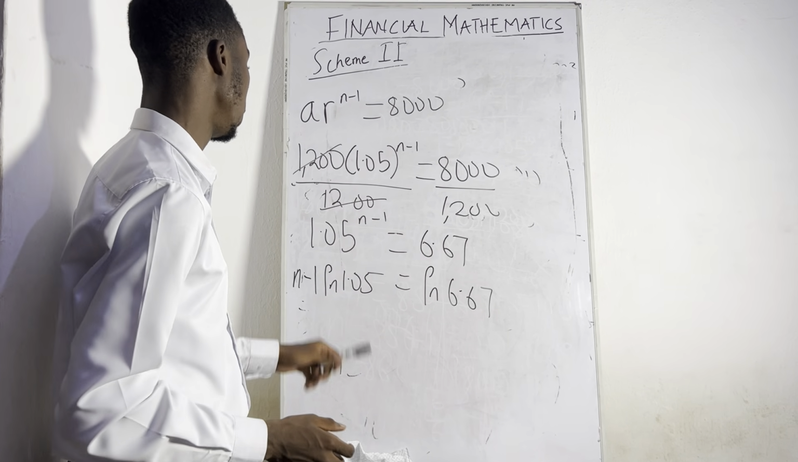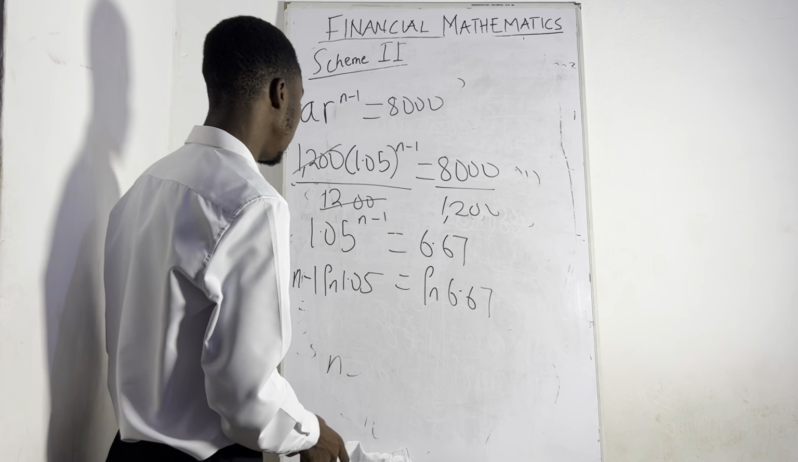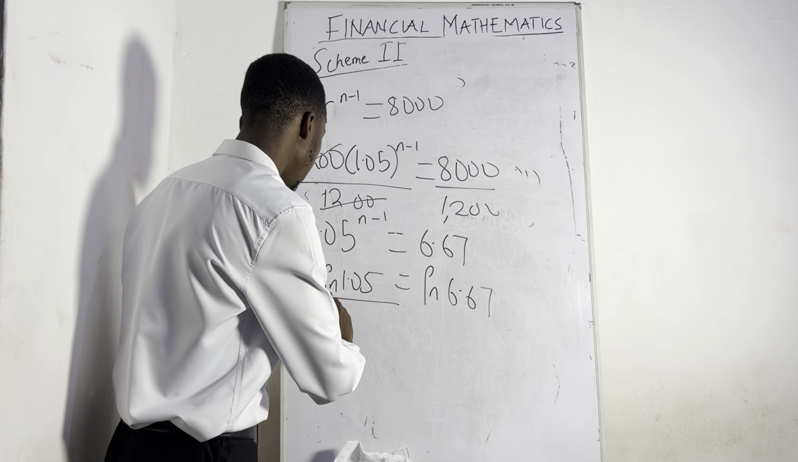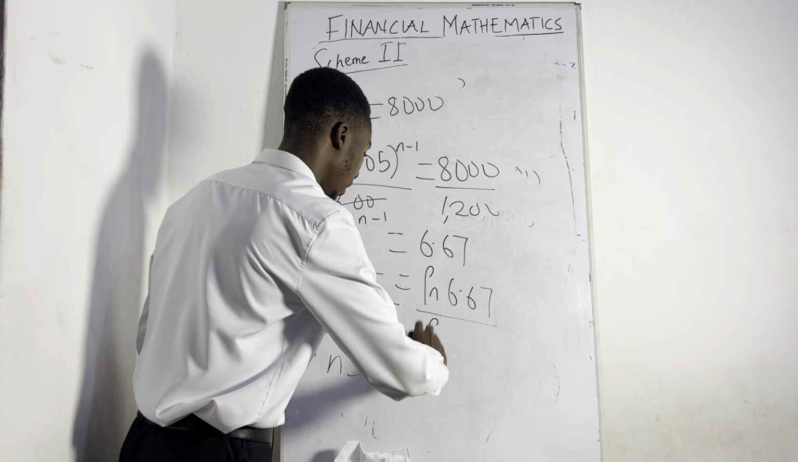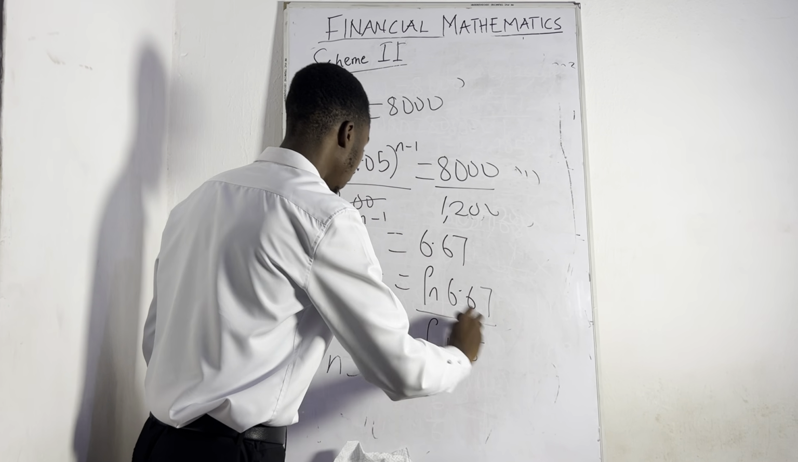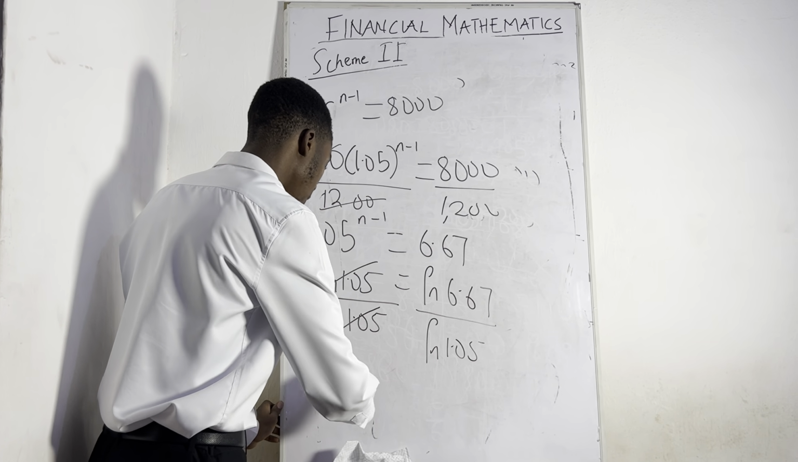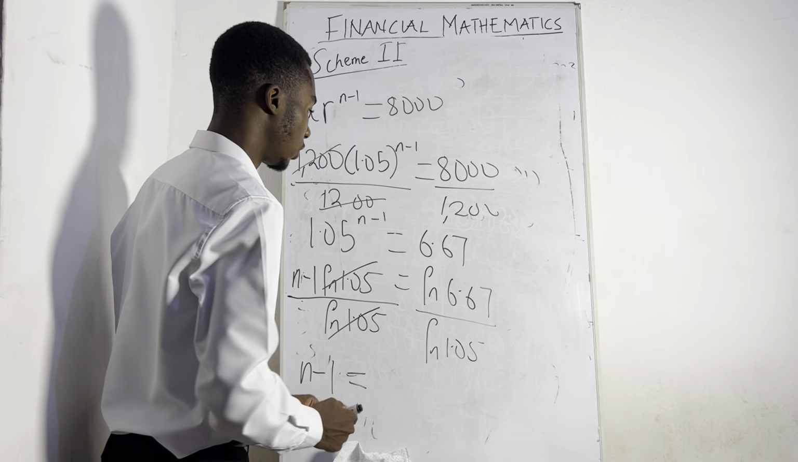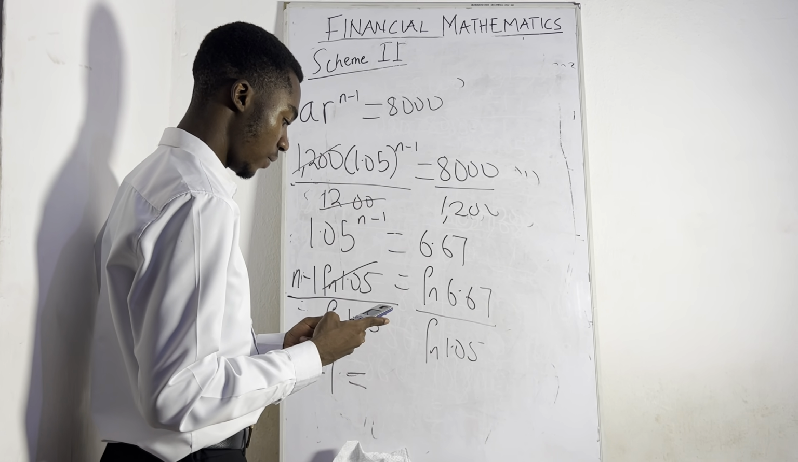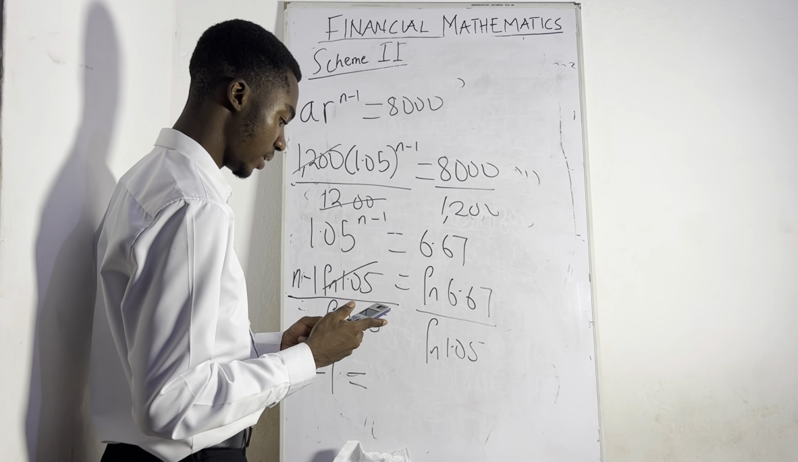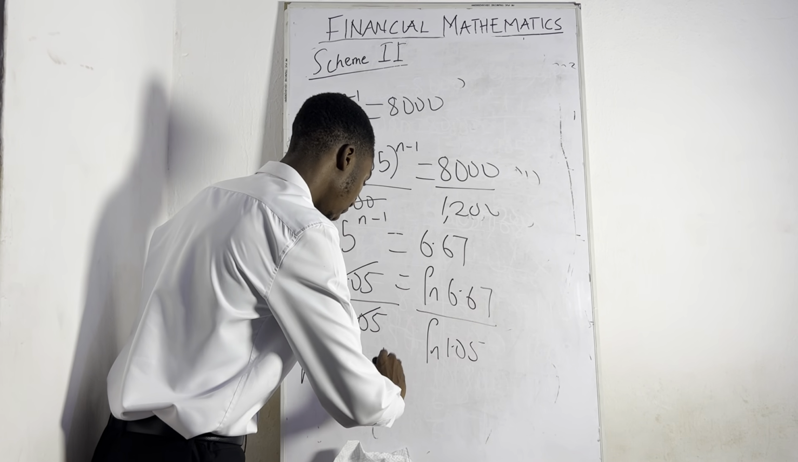So now that we know this, we want to make n minus 1 the subject. But n minus 1 is multiplied by ln 1.05. So we divide both sides by ln 1.05. We also divide here by ln 1.05, so this will cancel this. So n minus 1 will give us, we do it one by one, ln 6.67 will give us 1.8976. So let's do 1.9. So n minus 1 is equal to 1.9.